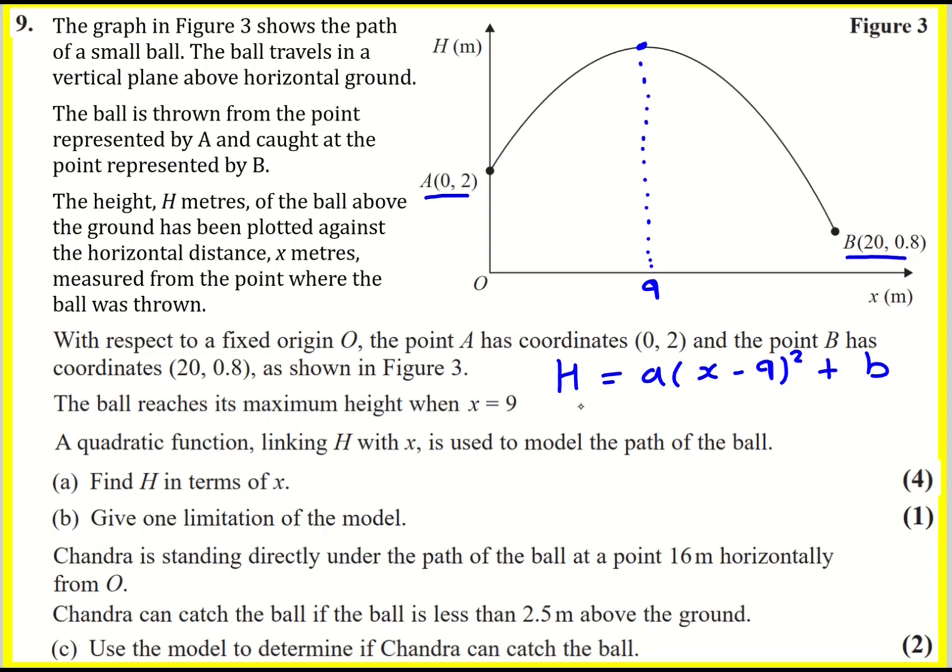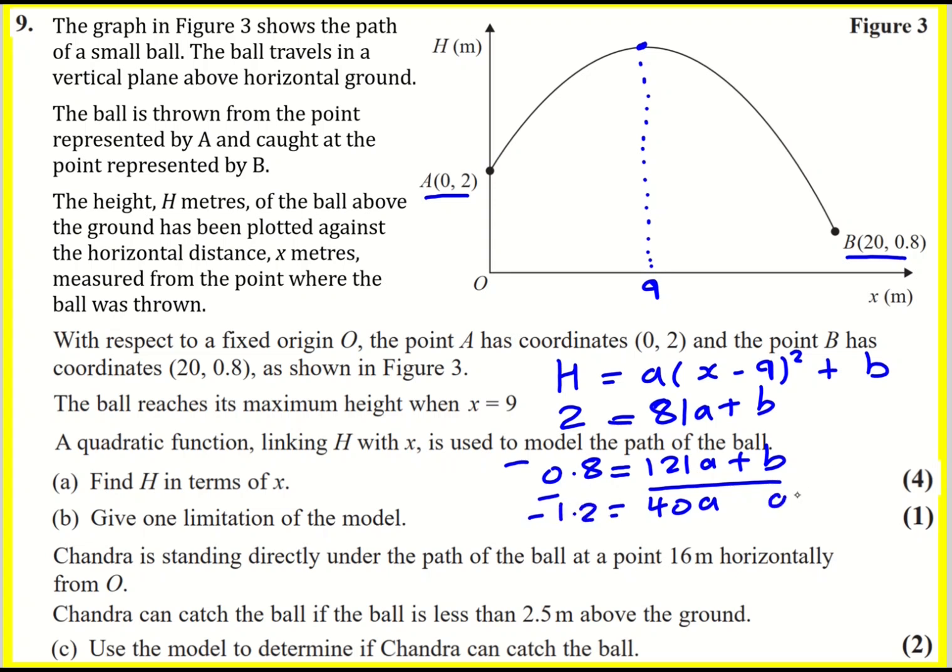So let's sub in. I just wanted to talk a little bit about it rather than simply go ahead and do it. So if I sub in, I'm going to get 2 equals 81a, because it's 0 minus 9 and then squared, plus b. And I'm also going to sub in the second point, 20, 0.8. 20 minus 9 is 11, so I'm going to get 121a plus b. I'm going to do the bottom one minus the top one, because then I'll get a positive here, 40a, and then I'm going to get minus 1.2. And a is then, if you put it in your calculator, minus 0.03.